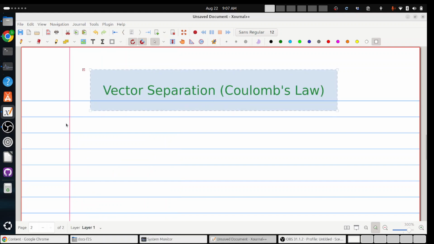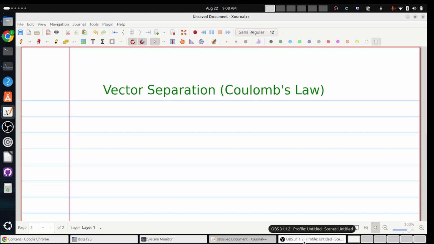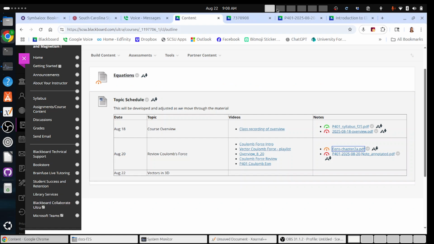So we'll start, as I normally do, scaffolding it by looking at different possible scenarios. I've got some problems that we're going to take a look at, and we'll use those as examples as we're going. Now, before I get into a problem, I want to come back over here to our textbook.